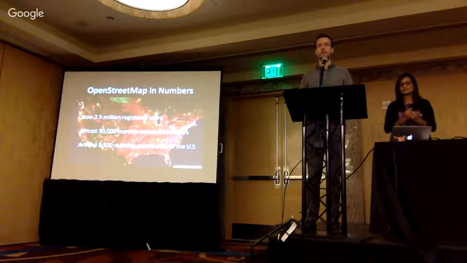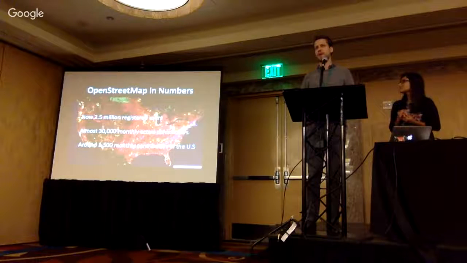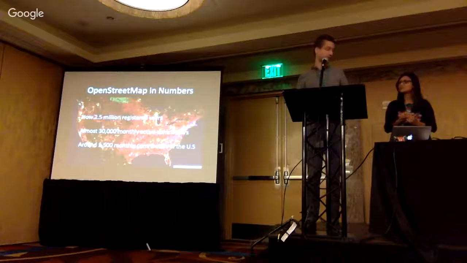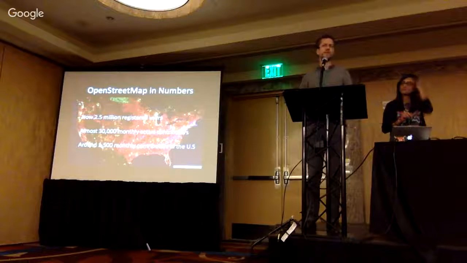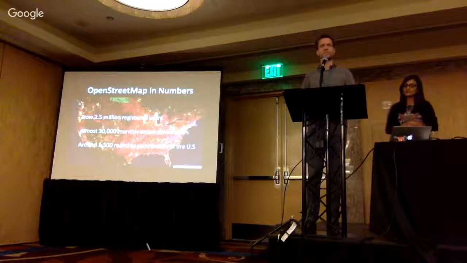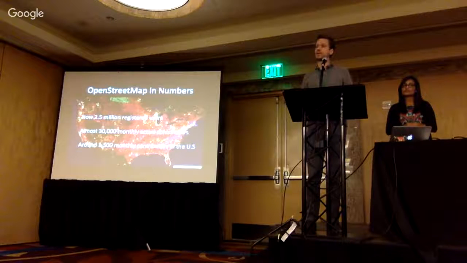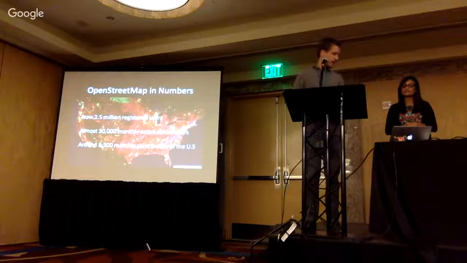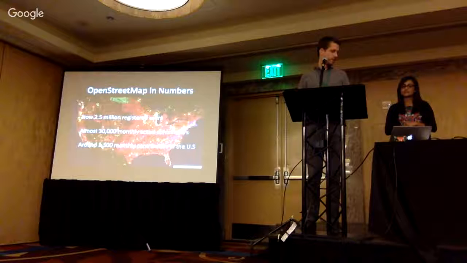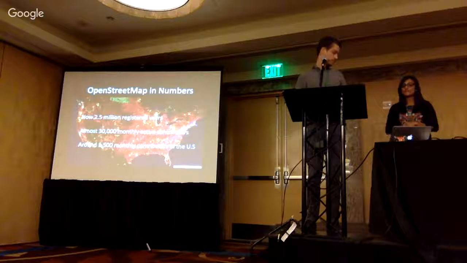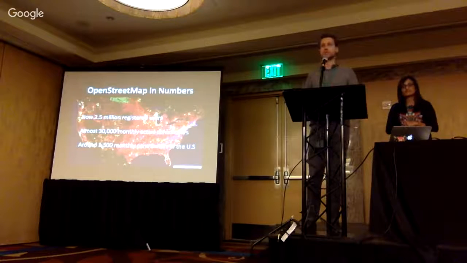That breaks down to about 30,000 people that touch the map and edit the map in a month. It's very varied. When you look between countries, you'll have some countries like Germany or the US that are very active. You'll have other countries or parts of the US, for instance, that are much less active. We're looking at about 1,500 monthly contributors in the US. That's great.